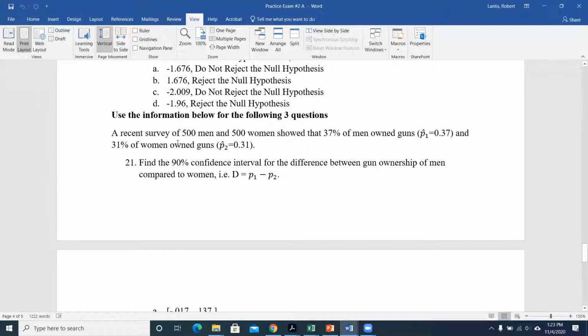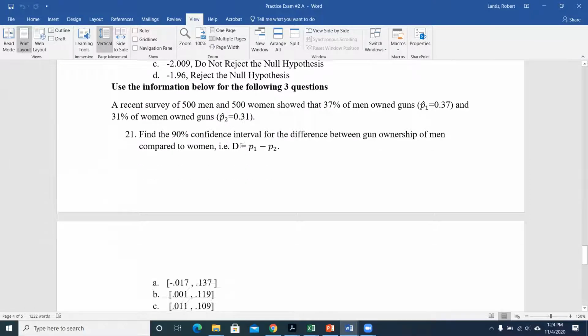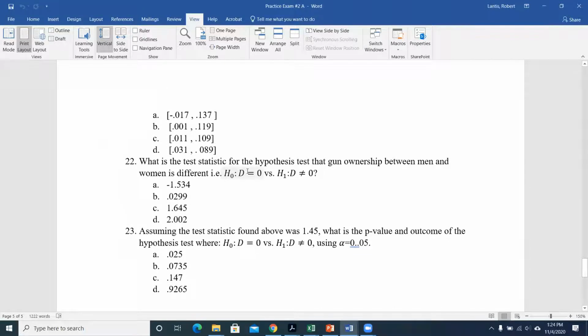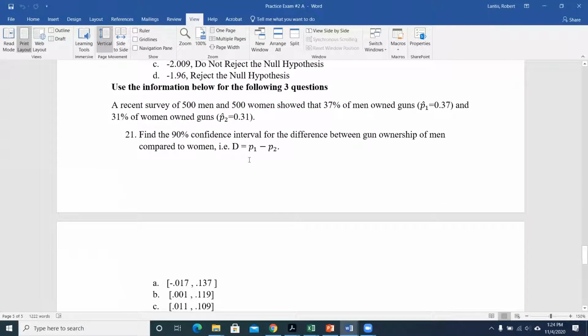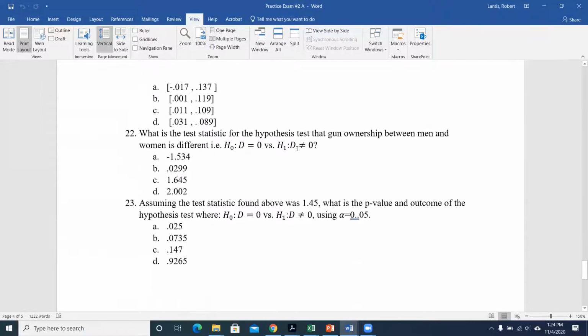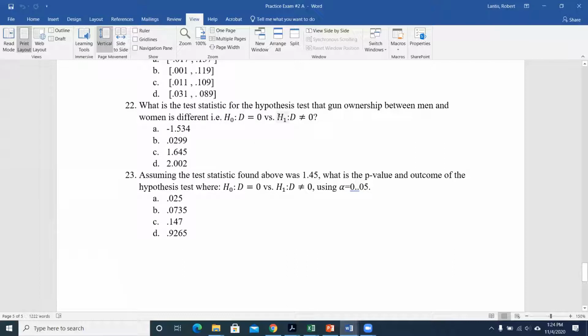Okay, so let's say we've got two sample proportions, and we've got our two sample sizes from both those groups. 37% of men own guns, 31% of women. We're looking for the true difference between male and female gun ownership here, right? And how did I set this up? I said men were group 1, so p1, group 1, is men.